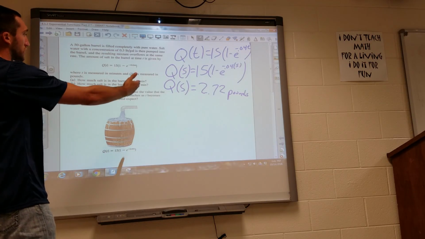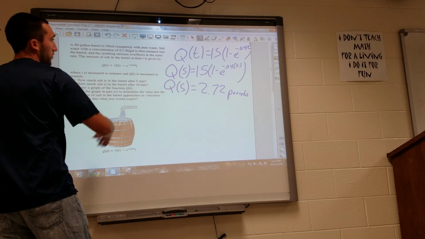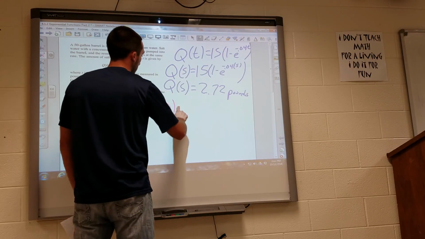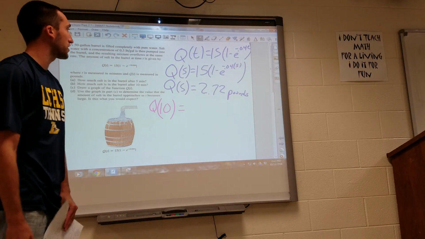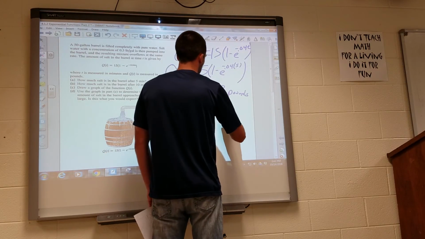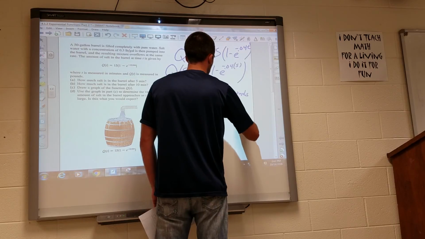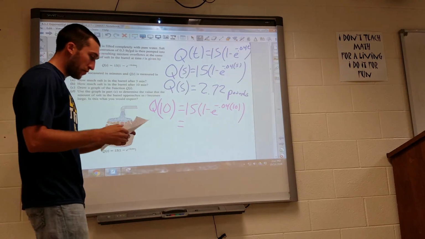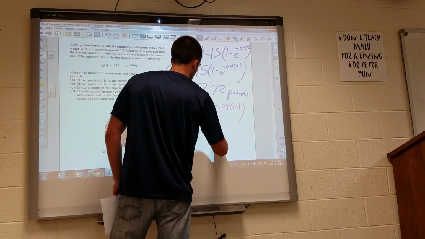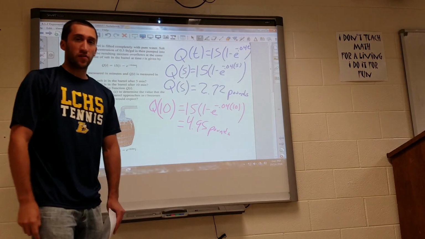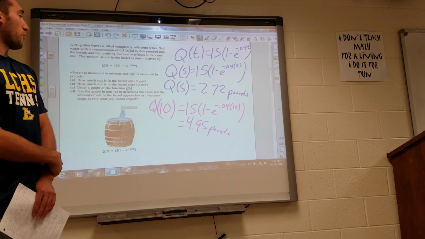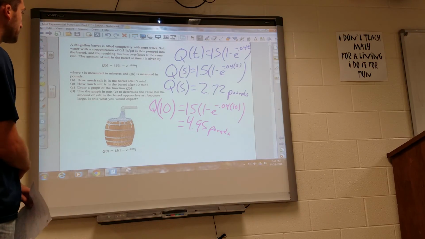Then again, they want how much salt is in the barrel after 10 minutes. So it's the same equation, except now I'm doing Q of 10. So I take a 10 and plug it in wherever I see a t. So I get 15 times 1 minus e raised to the negative 0.04 times 10. And after 10 minutes, I have 4.95 pounds of salt. So I've answered A and B, how much salt is in the barrel: 4.95 pounds after 10 minutes.